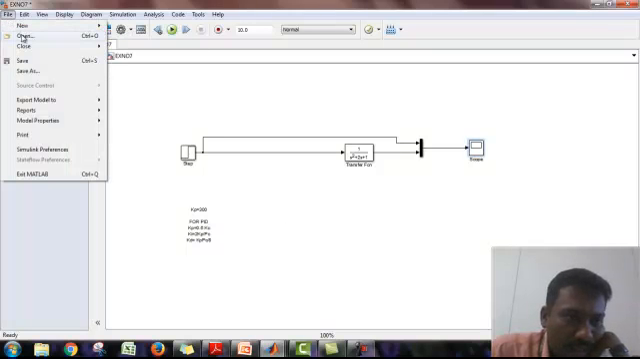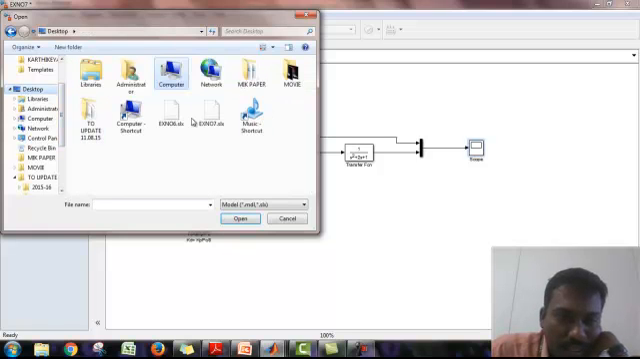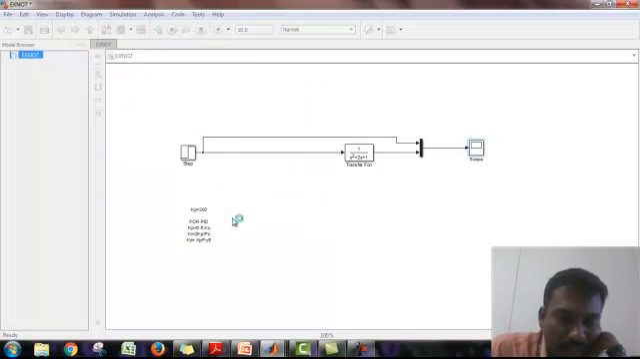So like this, just a minute. I already worked the thing and done. So I want to open the system, what I worked with here. So experiment number 6.